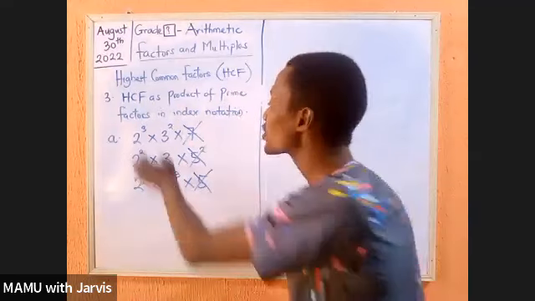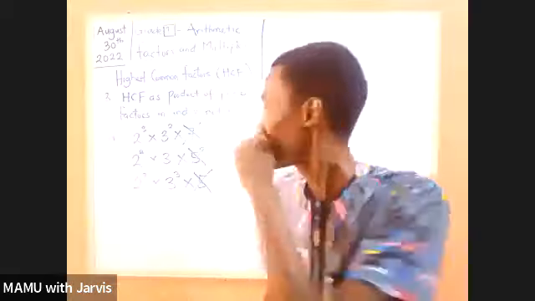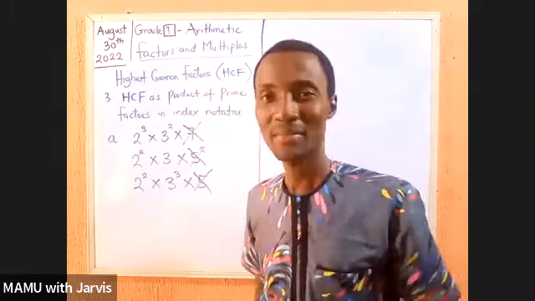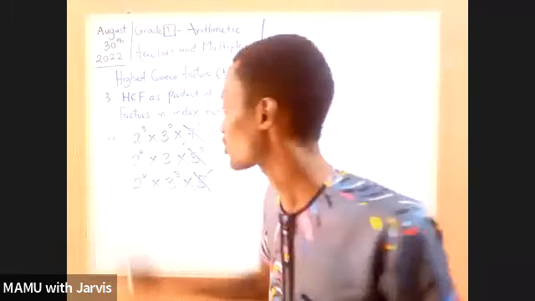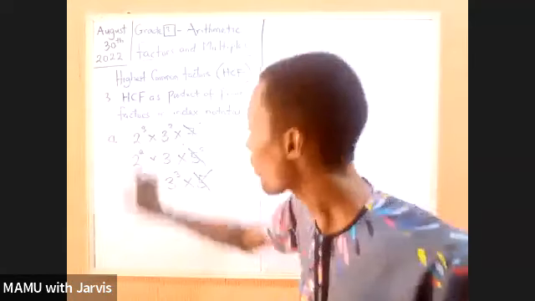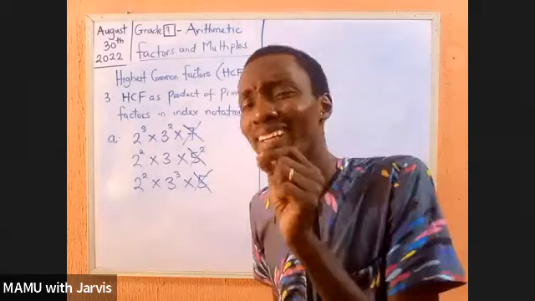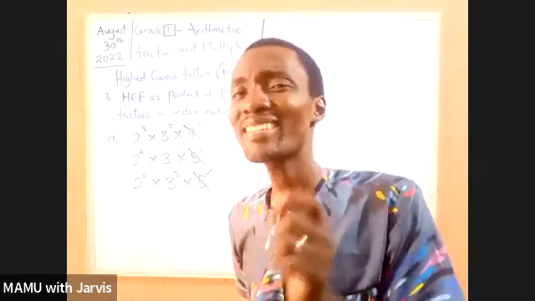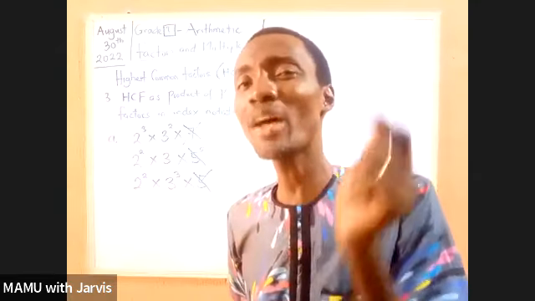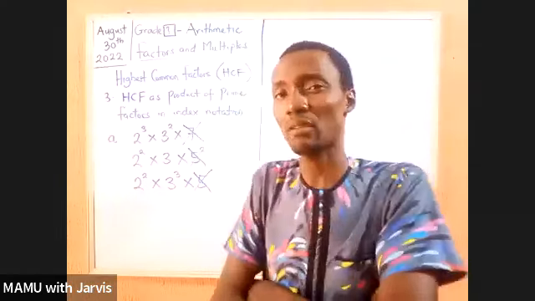So I will come here to look at this. This is where the difference is. I will now look at all of them. I'll go back to 2 now. Look through 2. You will pick the factor with the lowest index. Let that sink.